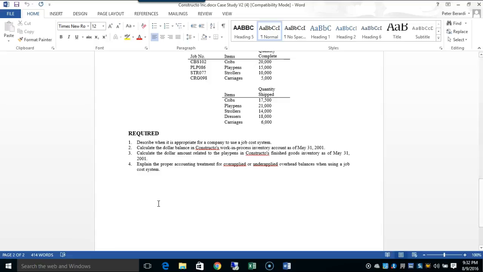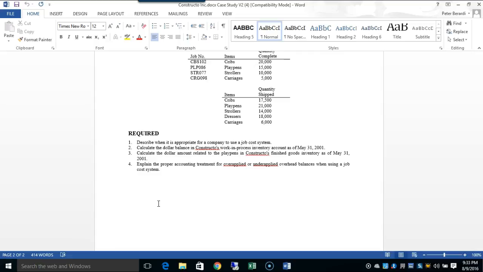1. Describe when it is appropriate for a company to use a job cost system. So 1 is easy. You don't have to do anything with the case study. Write just a nice paragraph. What is appropriate for a company to use a job cost system?